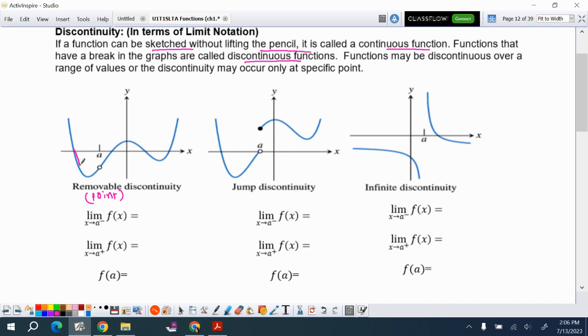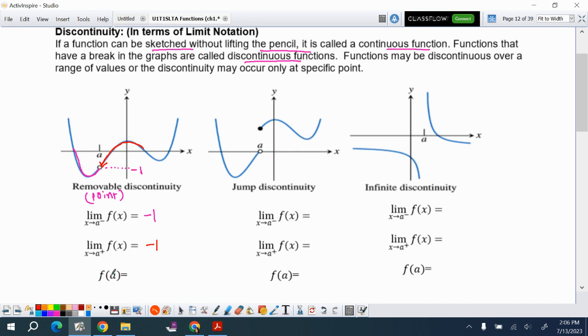I'm coming from the left. What is the y value? Here in the graph, the y value is not given, so let's assume that the y value is negative 1. So what's this answer? Limit x approaches a from the left, y is negative 1. Okay, now limit x approaches a from the positive side. I'm coming from closer and closer and closer to the a. What's that? Y value is also negative 1.